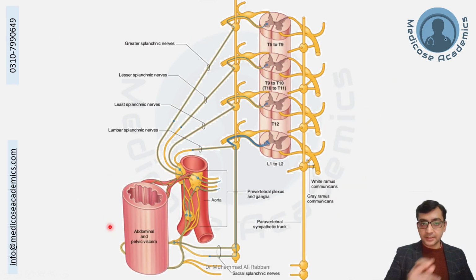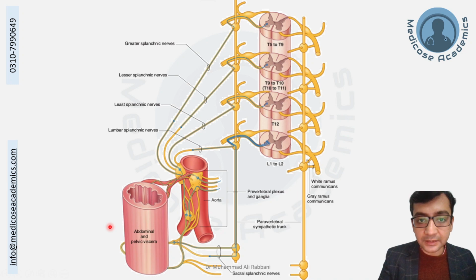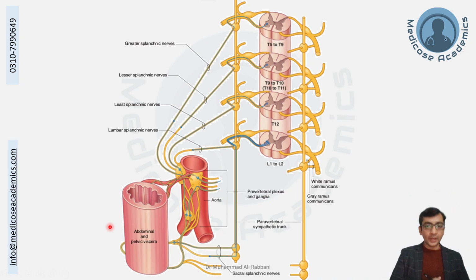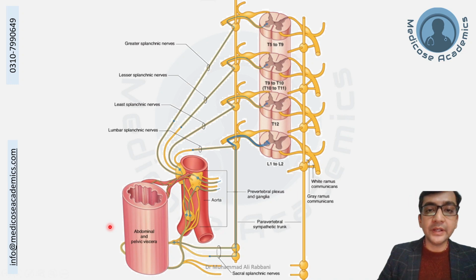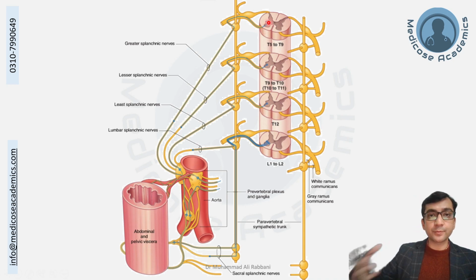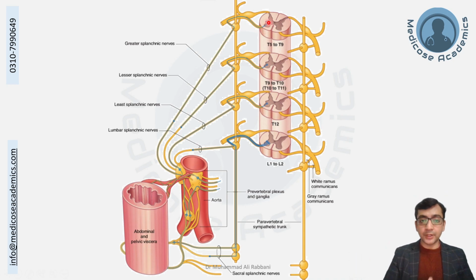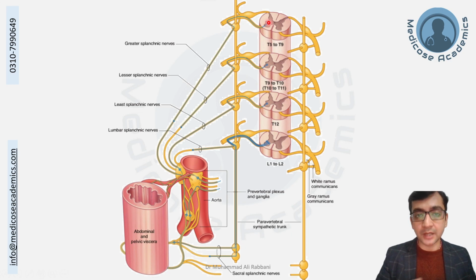Let's skip this, let's focus on this. This is the third category. In this category, a very interesting thing is happening. The synapse does not occur inside the sympathetic chain. There are other ganglia present outside, in front of the aorta in the abdomen, like the celiac ganglion, superior mesenteric ganglion and inferior mesenteric ganglion. The synapse occurs there.